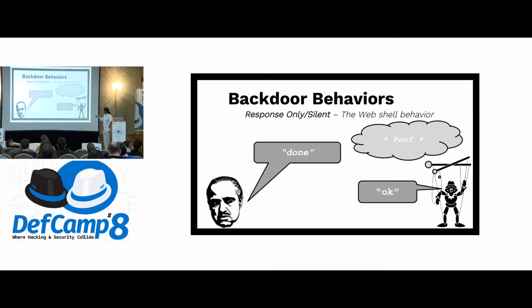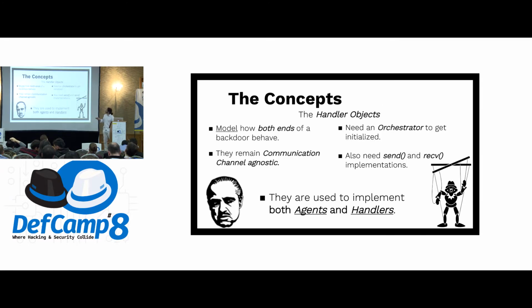Here, the agent never starts a conversation. So we can simply say that those two behaviors are complementary. This is the behavior that web shell backdoors have. They're silent unless triggered in a special way. So, next.